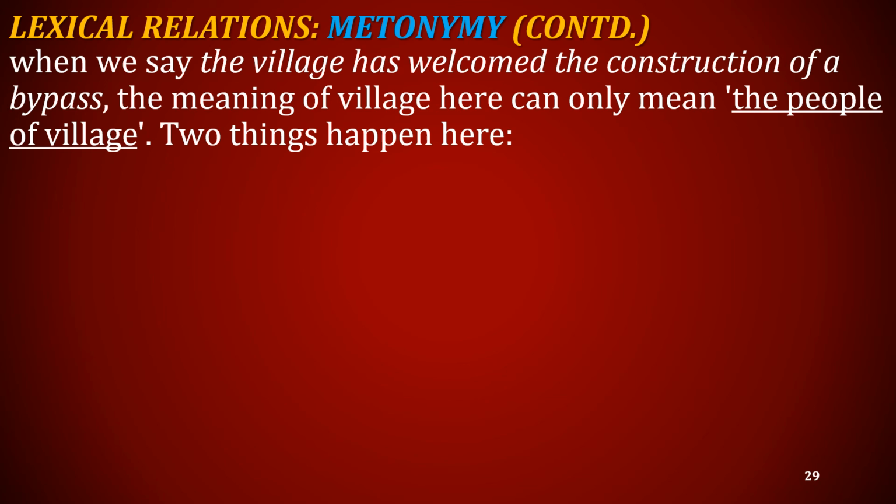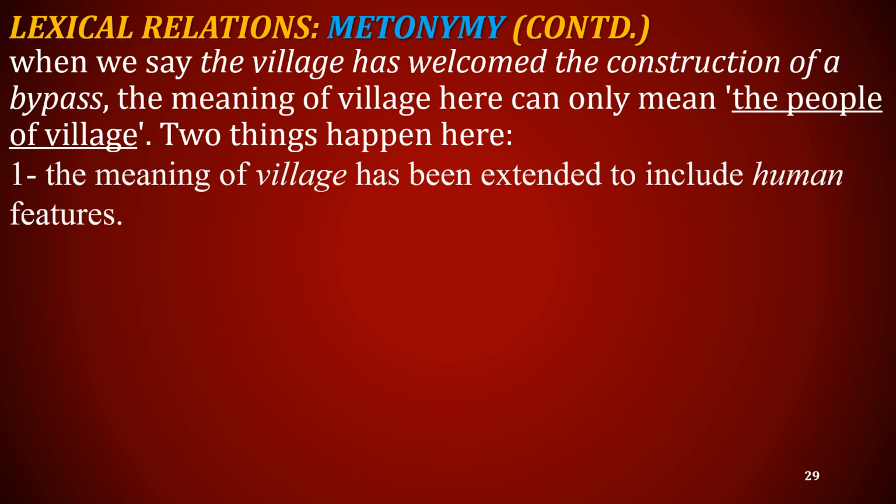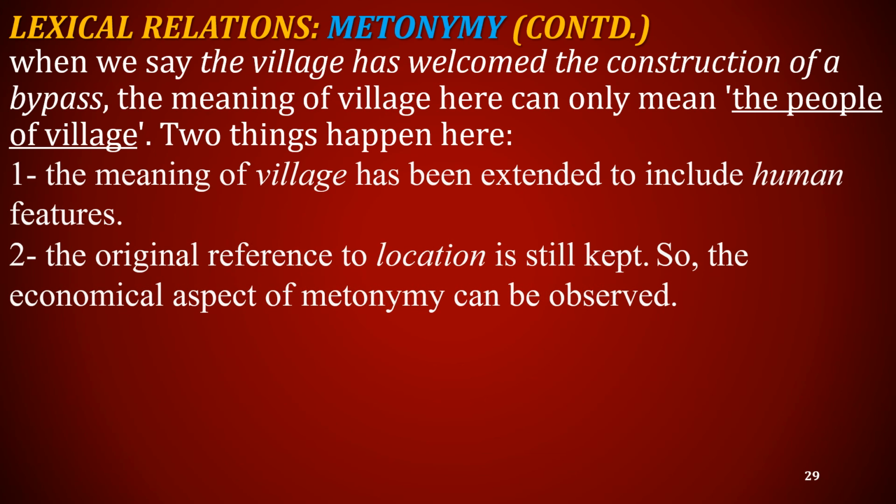So two things happen here. The meaning of village has been extended to include human features, because we know that by village in this sentence we mean certain human beings welcoming the construction of a bypass, not the place referred to as the village. However, the original reference to location is still kept, because we know what we're talking about. The people are where? The people of a village with certain characteristics. So the economical aspect of metonymy is also kept, or can be quite observed.